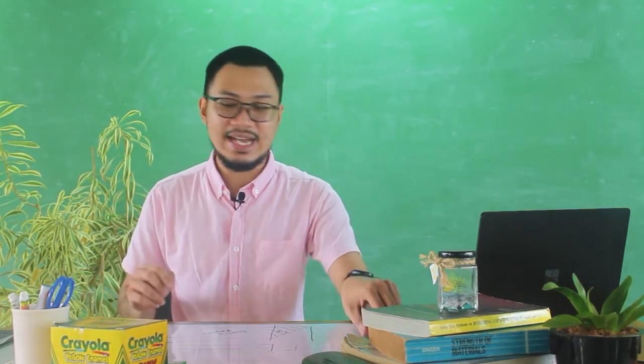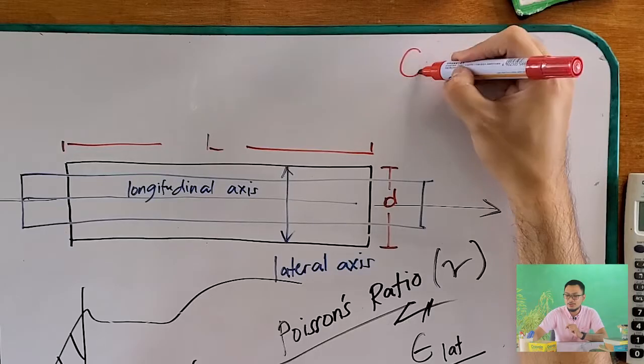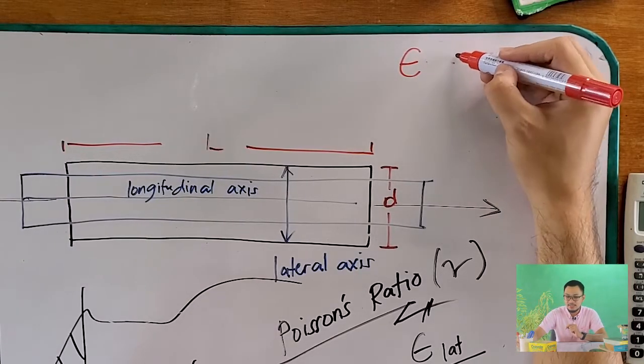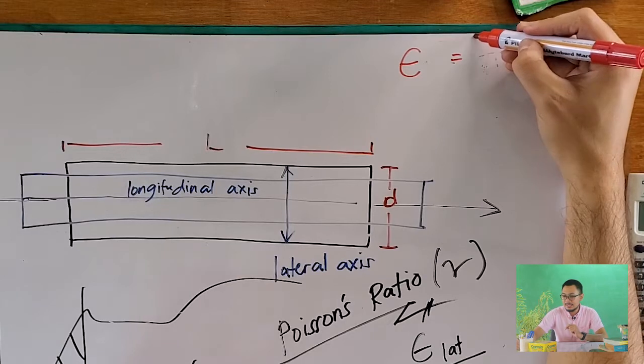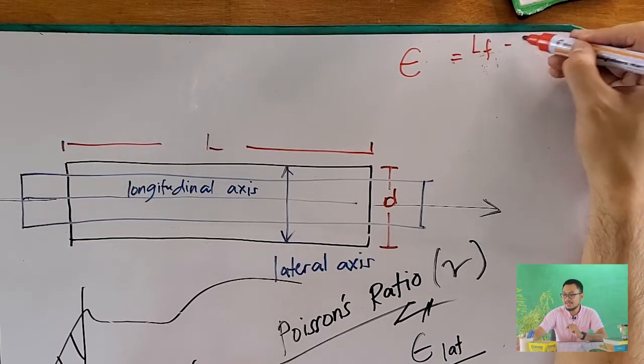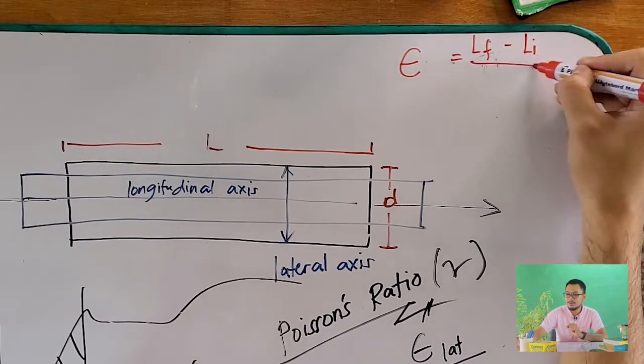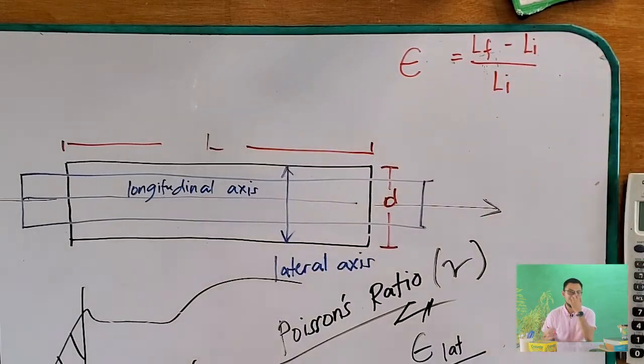Why is the equation negative? Why? Okay, let's look at this. We already knew that the equation for normal strain is equal to the final length minus the initial length over the initial length. You can remember that from our previous topic.